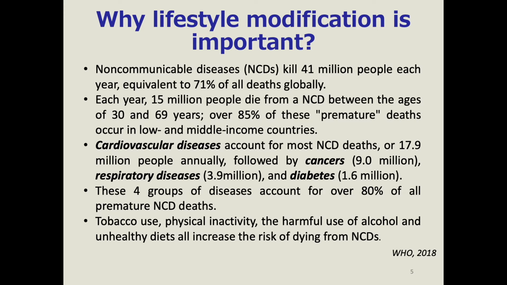Because NCDs kill 71 million people each year, that is 71% of all deaths globally. And 15 million people die from NCDs between the ages of 30 and 69, which are the productive years of one's life. Over 85% of these premature deaths occur in low and middle income countries. Cardiovascular diseases account for most NCD deaths, around 17 million people annually, followed by cancers, respiratory diseases, and diabetes. These four groups of diseases account for over 80% of all premature NCD deaths.